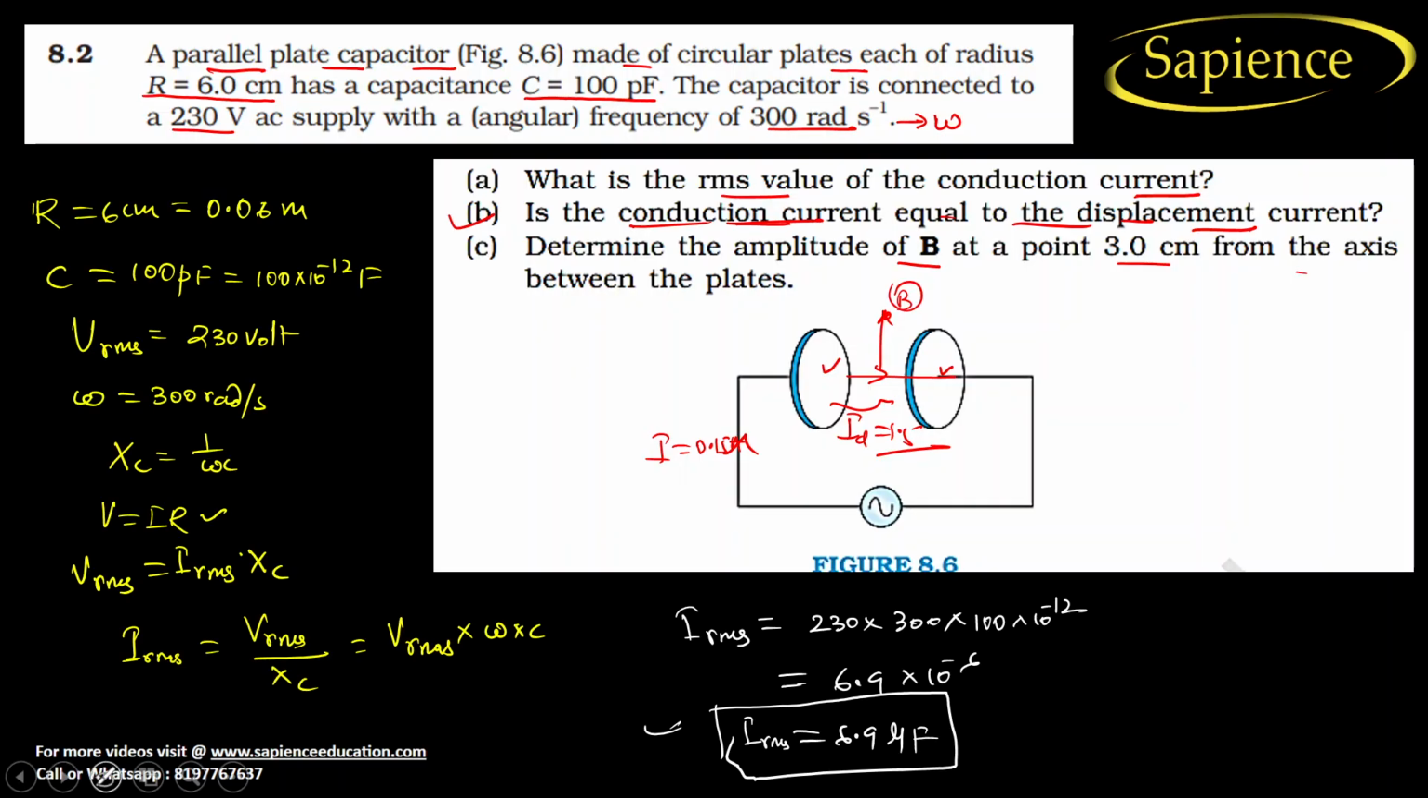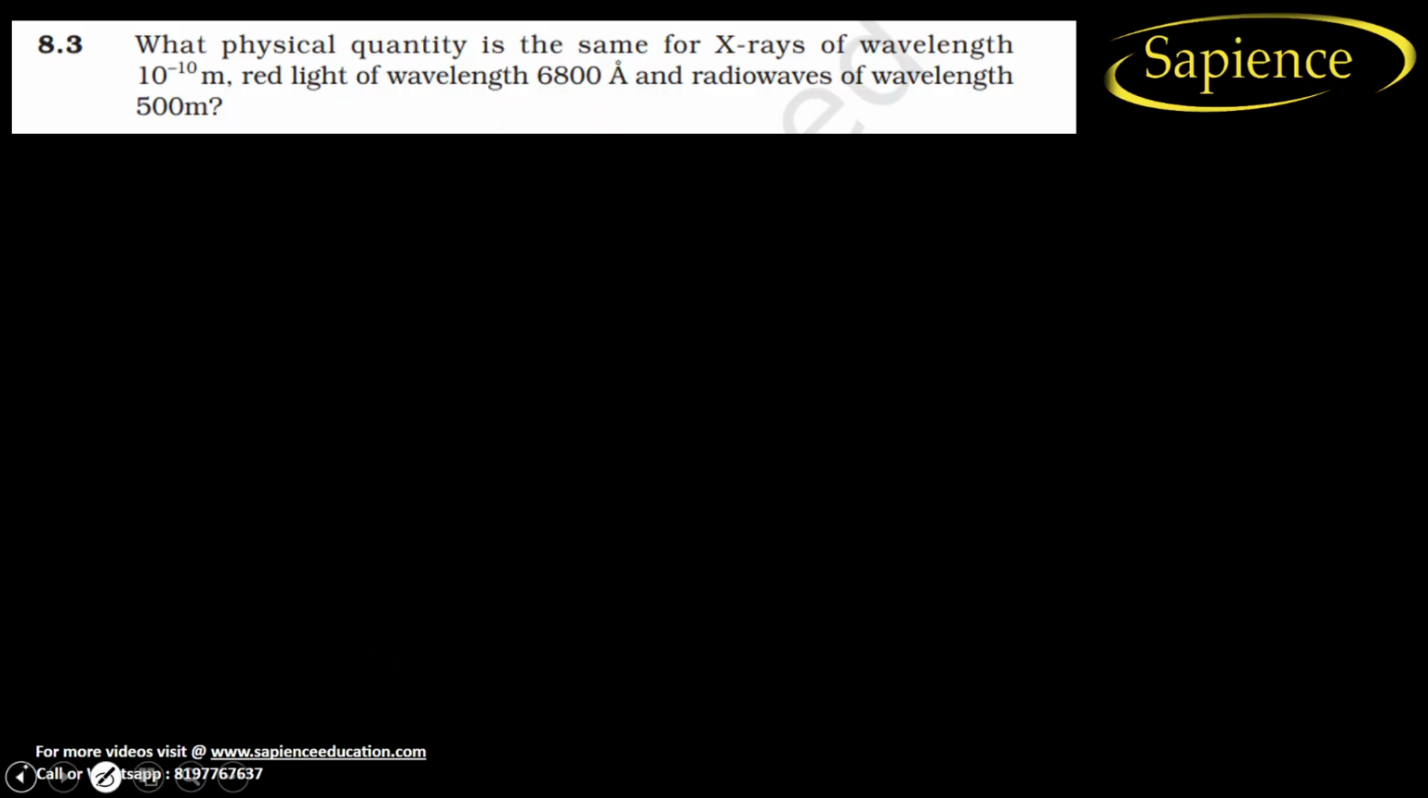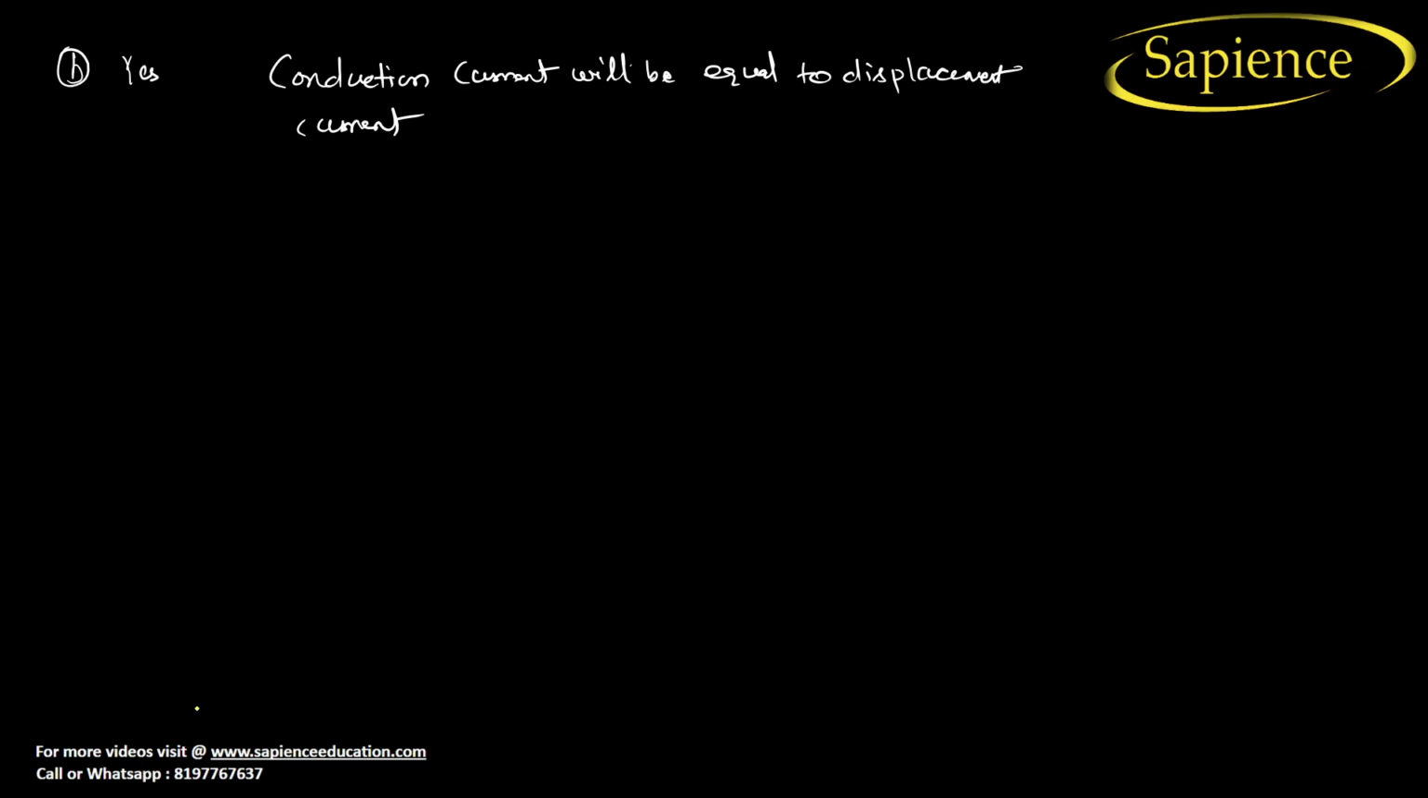Next question, they are asking to determine the amplitude, that is the amount of amplitude of B at 0.3 centimeter from the axis between the plates, that is the strength of B. So which formula will we use? You can use this formula for the magnetic field B.